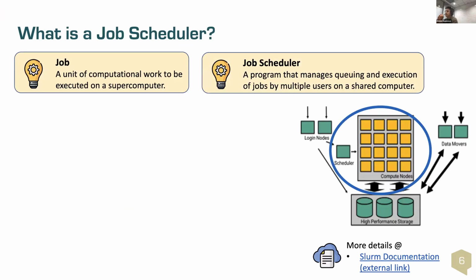So basically, the first, the job is the computational work that needs to be executed in the supercomputer. The job scheduler is the software entity, if I can say, a program that manages those jobs. So it puts them in a queue, it gives some priority to the job and decides what goes first and where to run it.